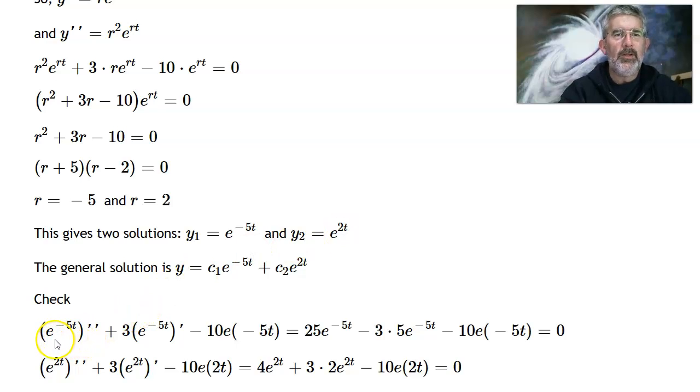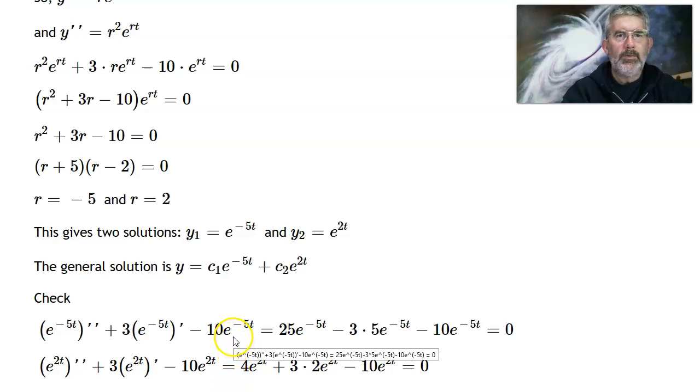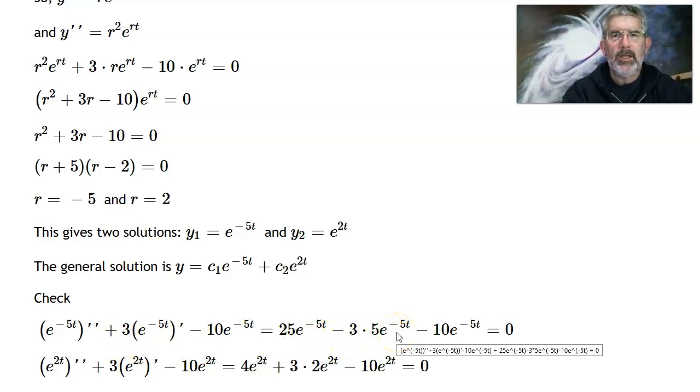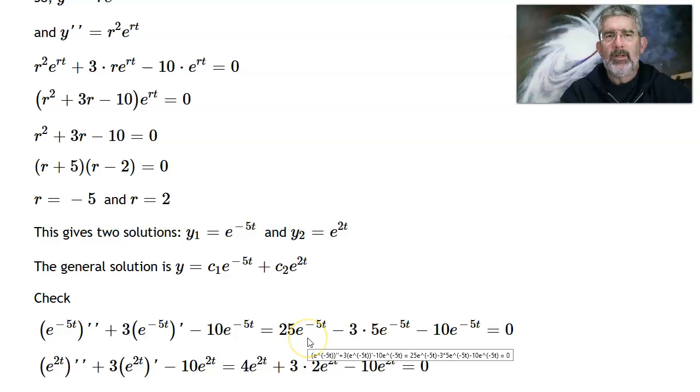So here's the e to the minus 5t first, so I plug it in. I'm going to take its second derivative, I'm going to take its first derivative times 3, and add that. Taking the second derivative, the minus 5 comes out twice, giving me a 25 right there. Taking the first derivative, the minus 5 comes out once, so it's minus 3 times 5, e to the minus 5t. And then I didn't do anything here, just left it alone. But notice, 25 times this exponential, minus 15 times that exponential, minus 10. 25 minus 15 minus 10, that's 0. So yeah, this is a solution.